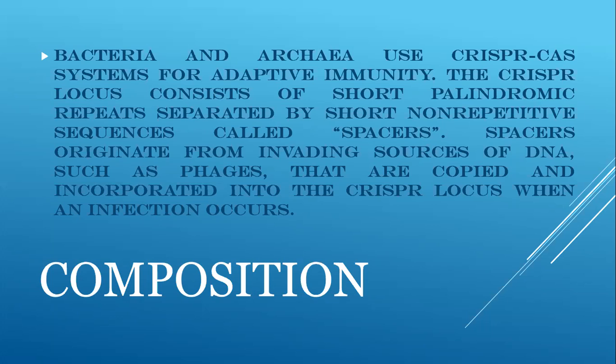Spacers originate from invading sources of DNA, such as phages, that are copied and incorporated into the CRISPR locus when an infection occurs. This means, suppose a phage has infected a bacterium and inserted its DNA into it. Now the bacterium, within its CRISPR locus, will incorporate the phage DNA into the repeats that are present, and thus this creates spacer sequences.